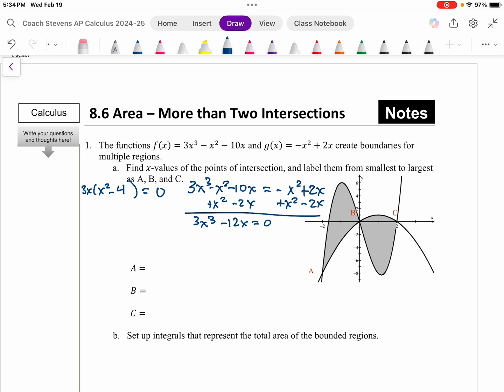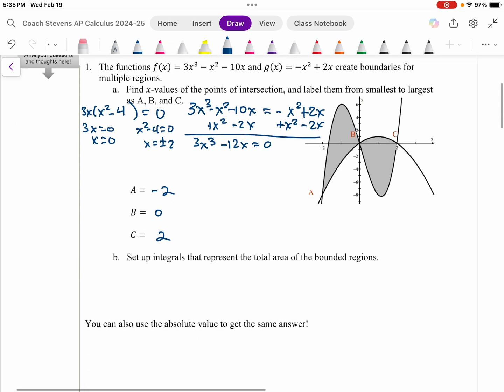And then we want to go ahead and set each part equal to zero. So we say 3x equals 0, and x squared minus 4 is equal to 0. So x equals 0 is one of our points of intersection. And then x is equal to plus or minus 2 after we bring over the 4 and take the square root of both sides. So I have 3 of them total. The smallest would be negative 2, then 0, and then positive 2. And again, that's just trying to get us to solve for each of those.